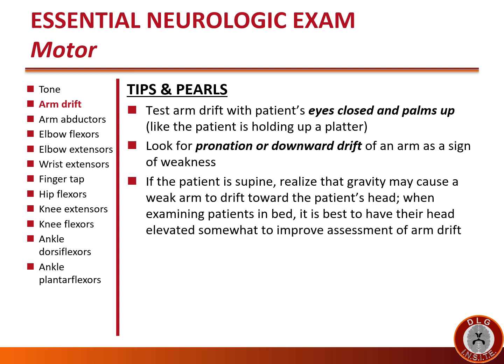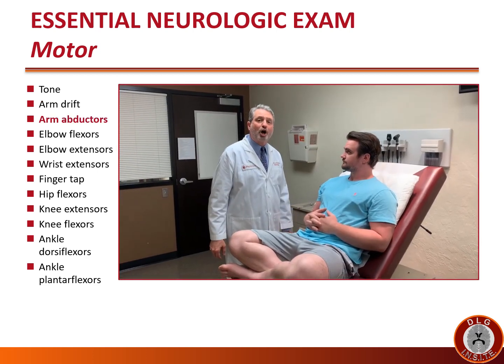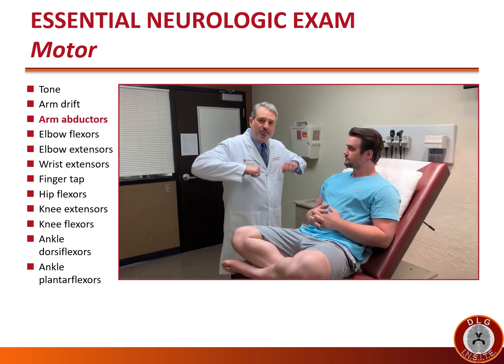Tips and pearls, motor, arm drift. Test arm drift with the patient's eyes closed and palms up, like the patient is holding up a platter. Look for pronation or downward drift of an arm as a sign of weakness. If the patient is supine, realize that gravity may cause a weak arm to drift toward the patient's head. So when examining patients in bed, it is best to have their head elevated somewhat to improve assessment of arm drift.